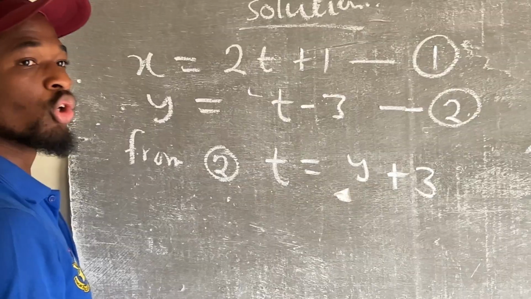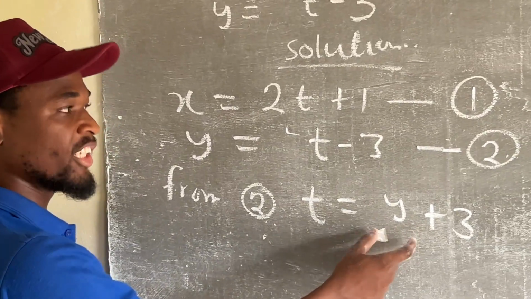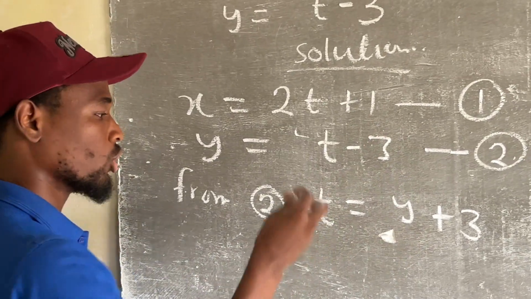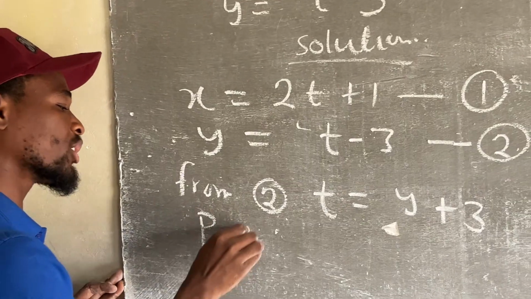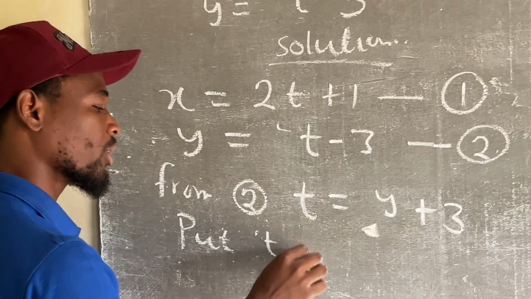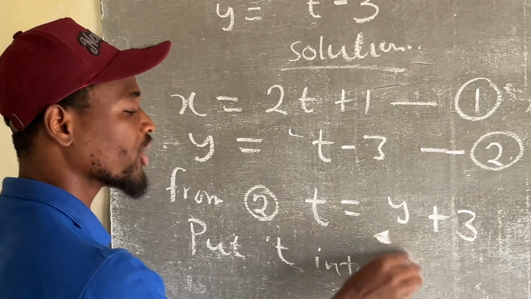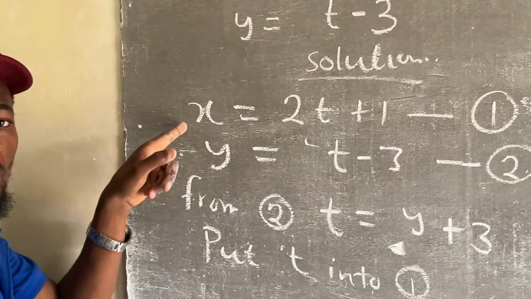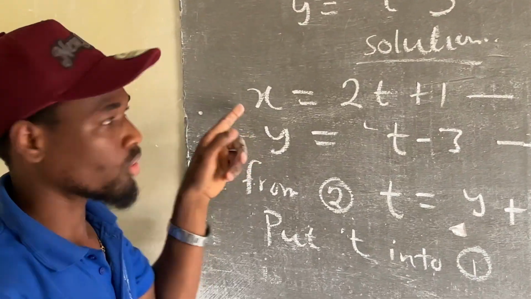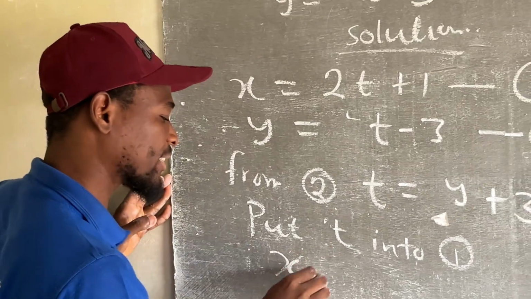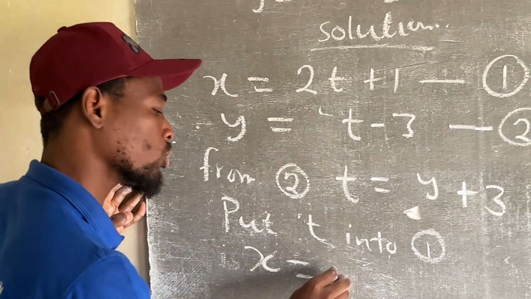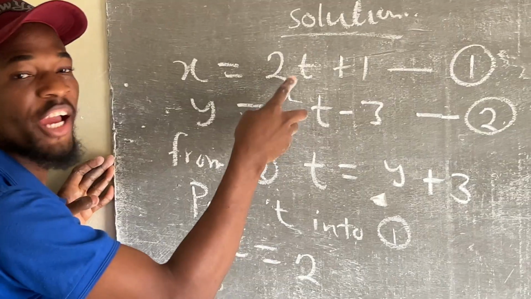So what do you do? You now substitute this t into equation 1. So what do we have? From equation 1, we have x is equal to 2, and remember, 2 is multiplying t.